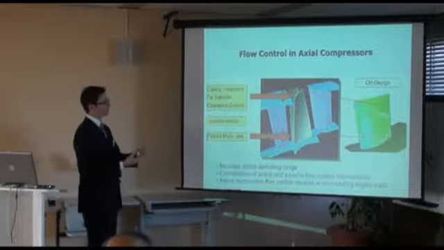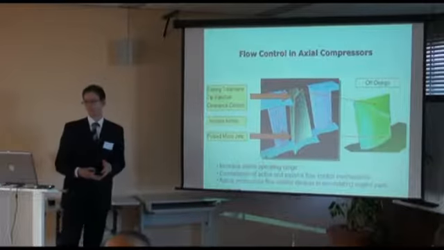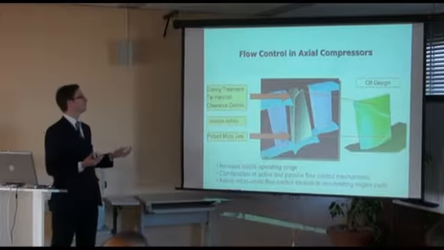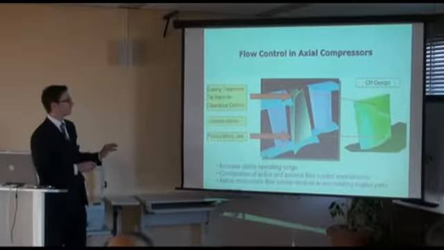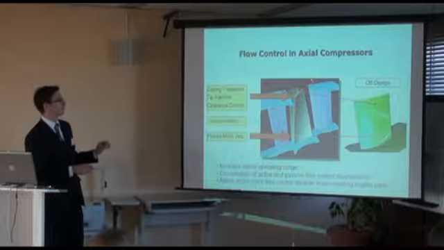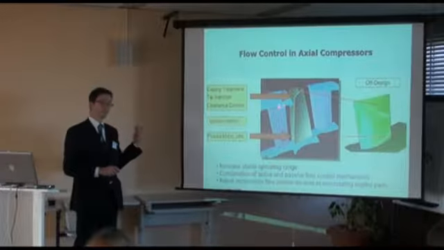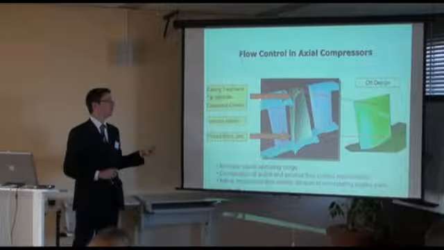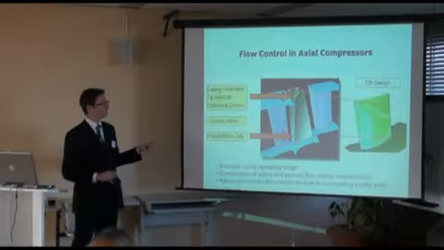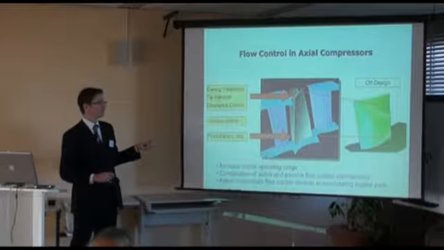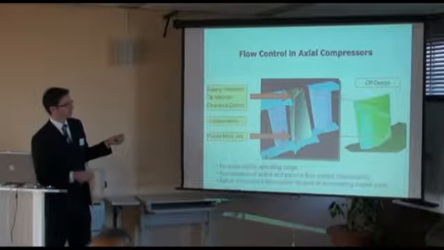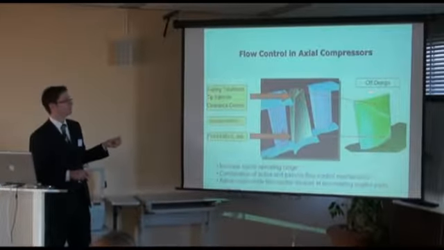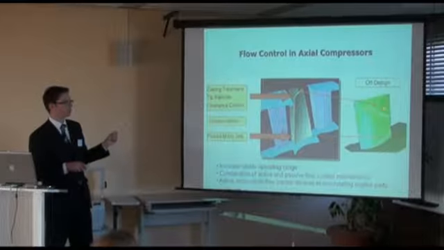So moving on a bit to flow control, which is a larger word for the same thing, in fact. So you also see tip injection here as a part of this flow control. Casing treatment is a kind of passive flow control, and also clearance control. And you always try to manipulate the flow in the tip gap region here of the blade. During off design, you can see that there's a strong secondary flow field here in this tip gap region, so you're trying to improve that.